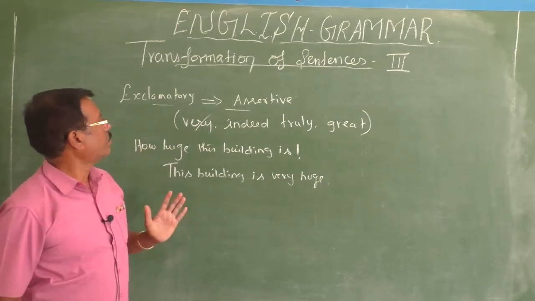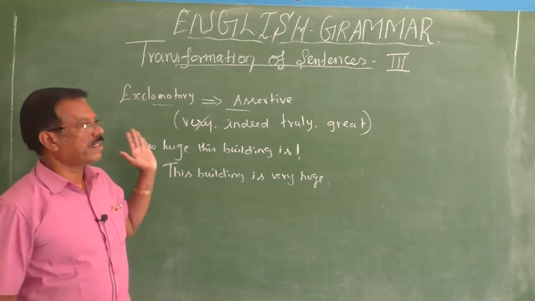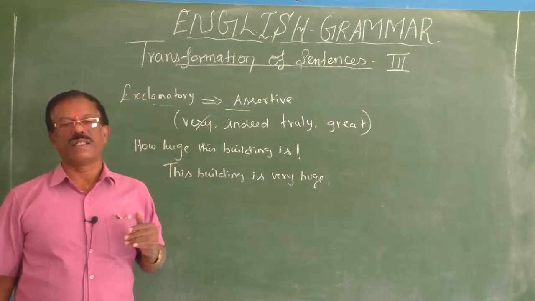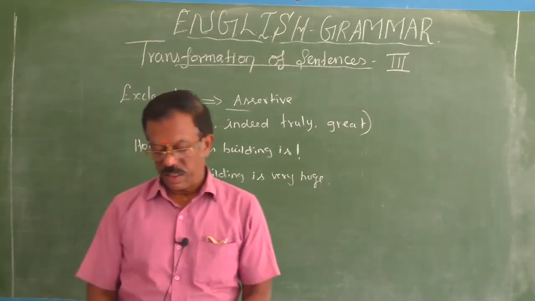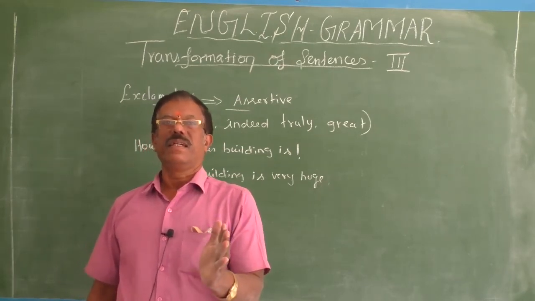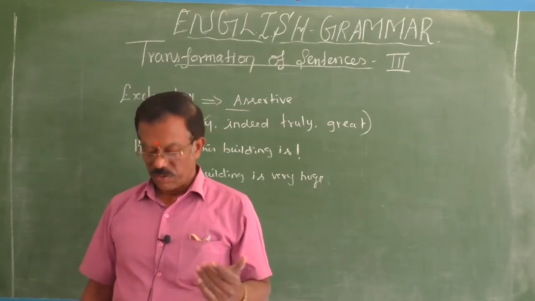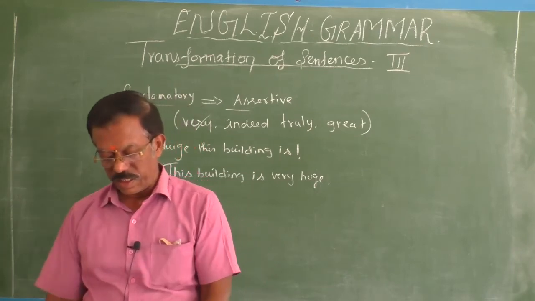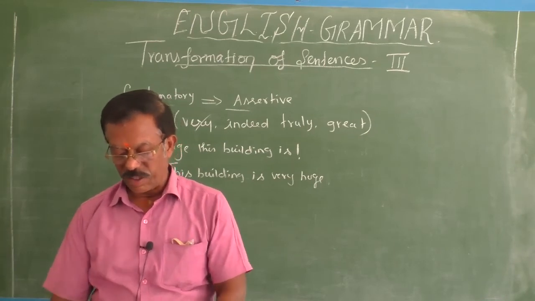Okay, fine. So far you have learnt the process of transformation of an exclamatory sentence into an assertive sentence with some basic rules. Okay, fine children. So now you have learnt the way of transforming assertive into interrogative and interrogative into assertive. Let me give you some more examples to help you understand this concept clearly.